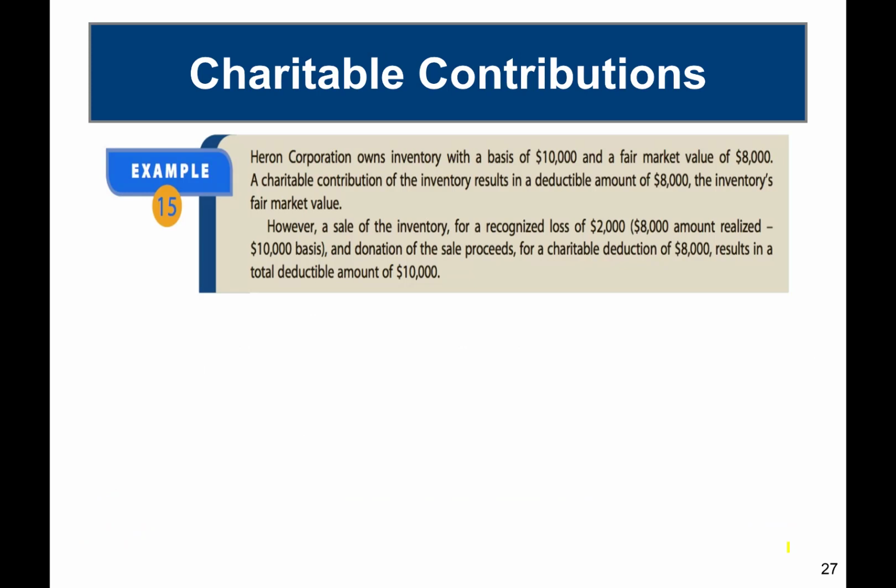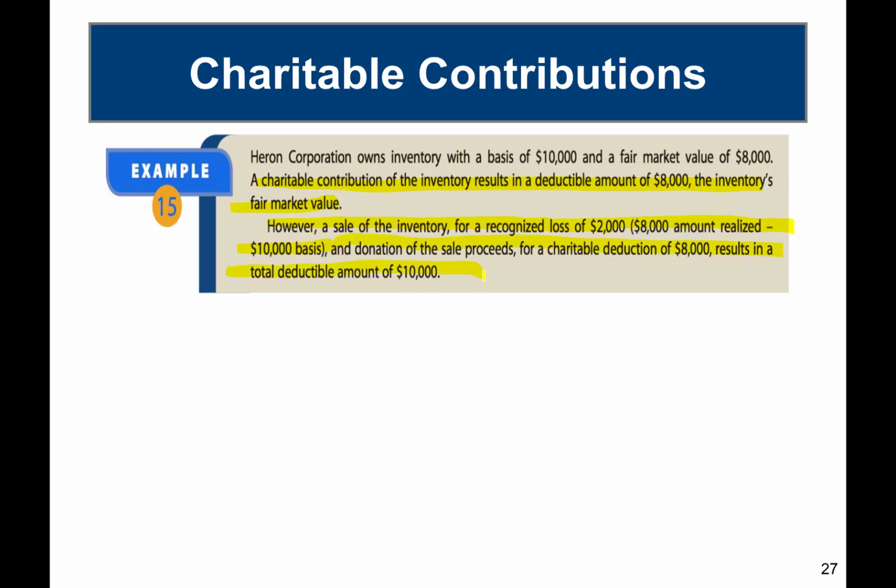Heron Corporation owns inventory with a basis of $10,000, fair value of $8,000. A charitable contribution under the inventory results in a deduction of what? $8,000, because we are supposed to be using the fair value. It's lost property. You just go to whatever the fair value is, right? It's $8,000. Okay. However, if I sold the inventory for $8,000, if its basis is what, $10,000, I get to take a loss of $2,000, and then I just take what? Then I just take that $8,000 and donate that to the charity.